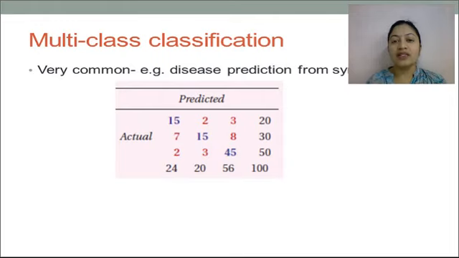Now, multi-class classification is required for many applications. If we want to predict the disease from the symptoms, there are various diseases and we have to do multi-class classification for all these diseases based on the symptoms. One simple confusion matrix is shown over here for three-class classification, where we have 20%, 30% and 50% samples from these three classes.